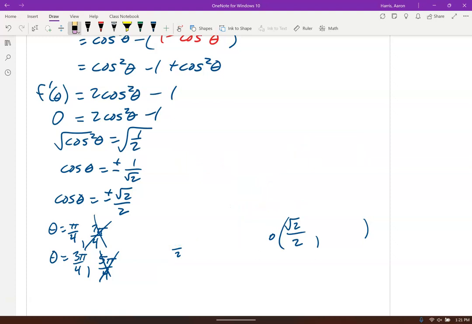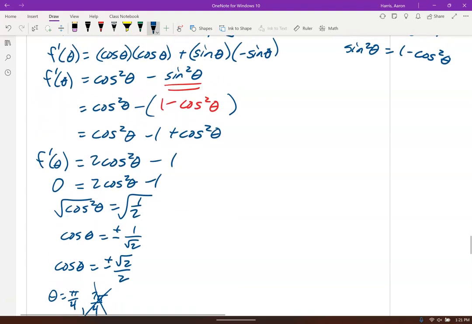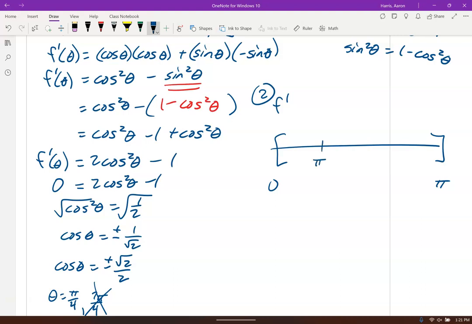So let me erase this. Let's put our first derivative test now. So here's our f prime. Remember, we're only looking between 0 and pi. Our critical points were pi fourths and 3 pi fourths, our two critical points that we were looking at.